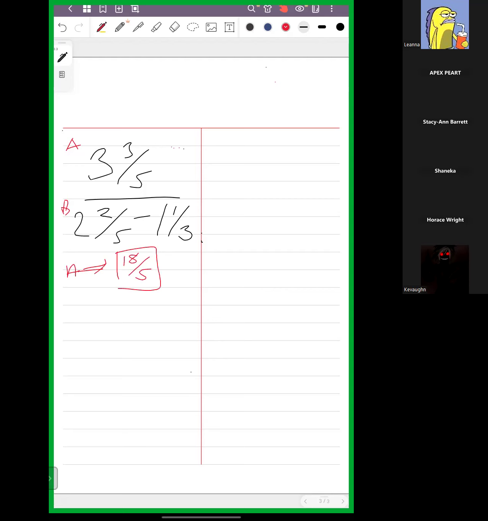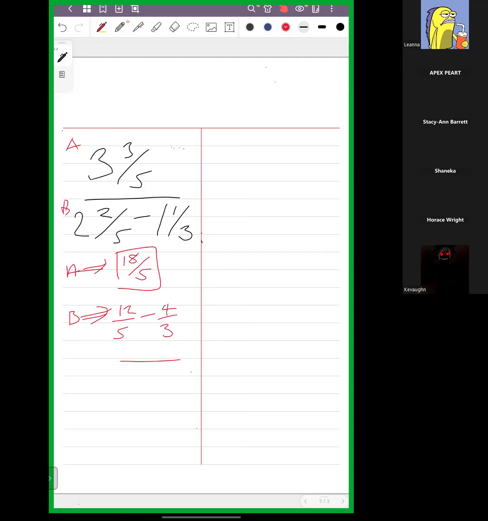We're going to go down to the B section now. And we have 5 multiplied by 2 is 10. And 10 plus 2 is 12 over 5. I'm going to take away 3 multiplied by 1 is 3 plus 1 is 4 over 3. Now, in the B section, we need to take an extra step. We need to do some working out here. Simplify these 2 fractions here.